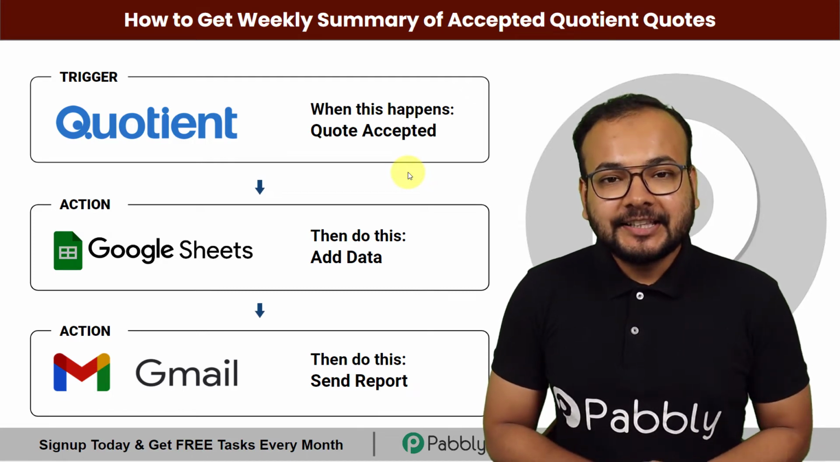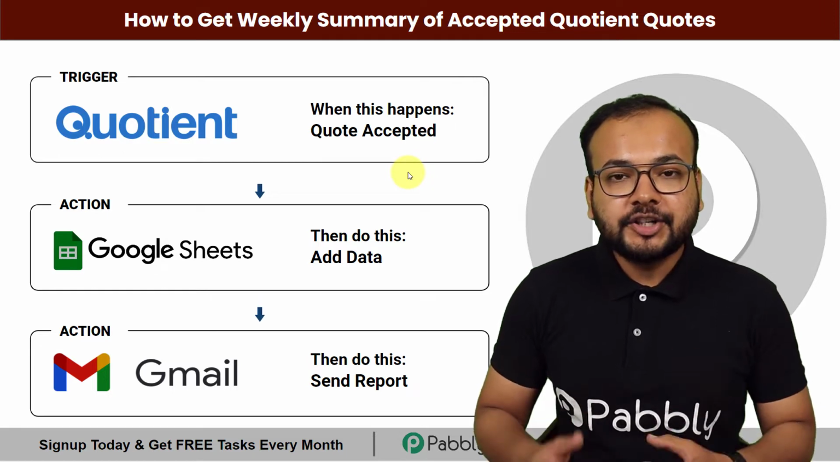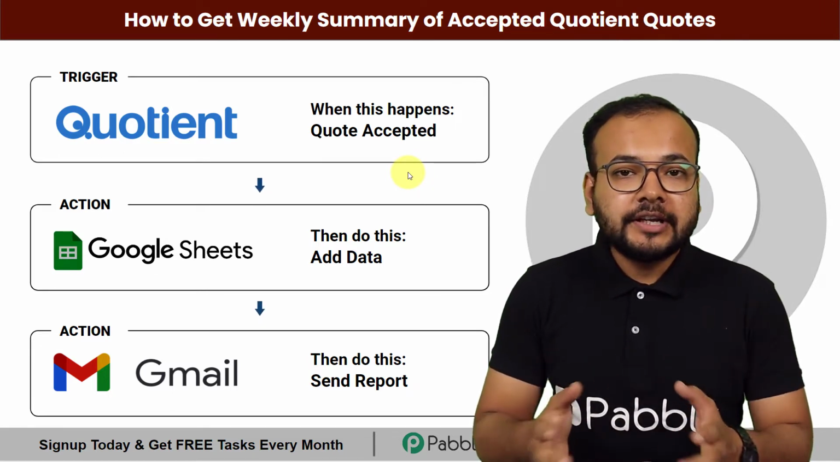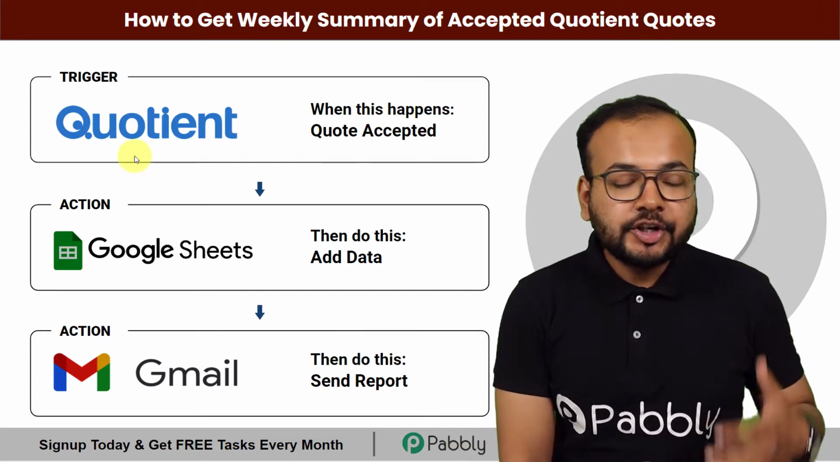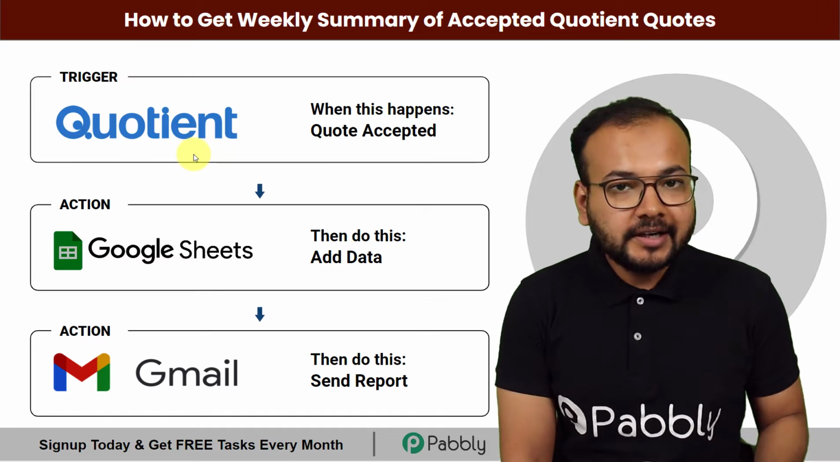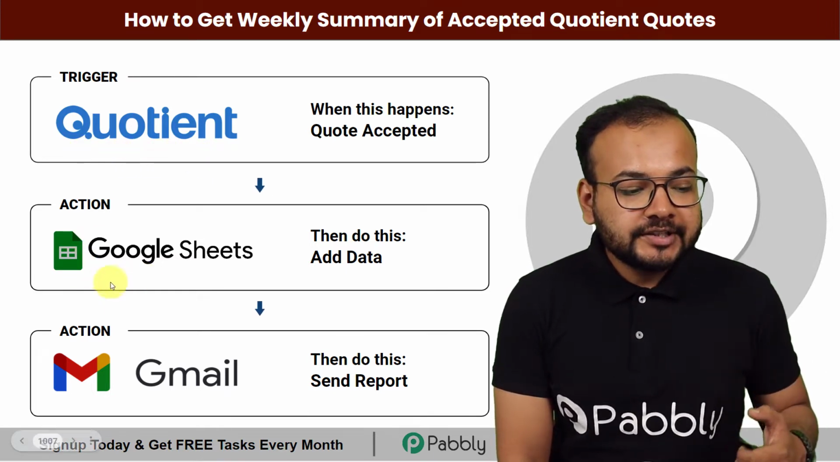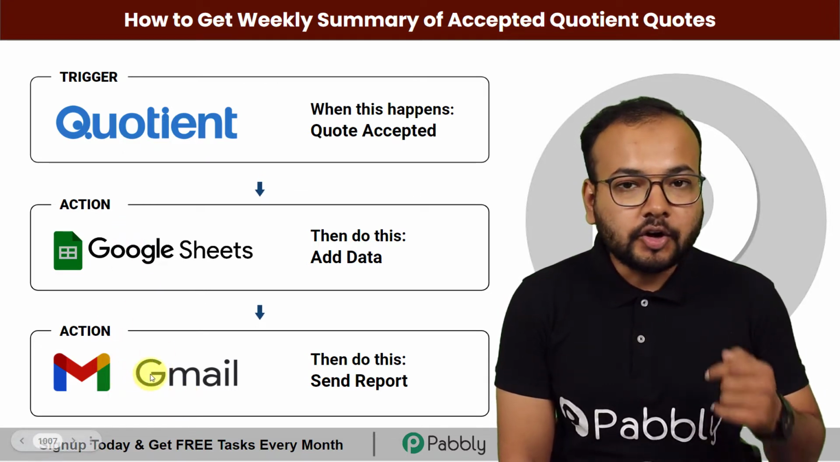Welcome back. In this video, you will learn how you can get a summary of the quotations getting accepted by your customers every week on your email automatically. For that, we are going to connect Quotient application, by which we have created the quotations, as the trigger application, and Google Sheets and Gmail as the action applications in the workflow of our automation.